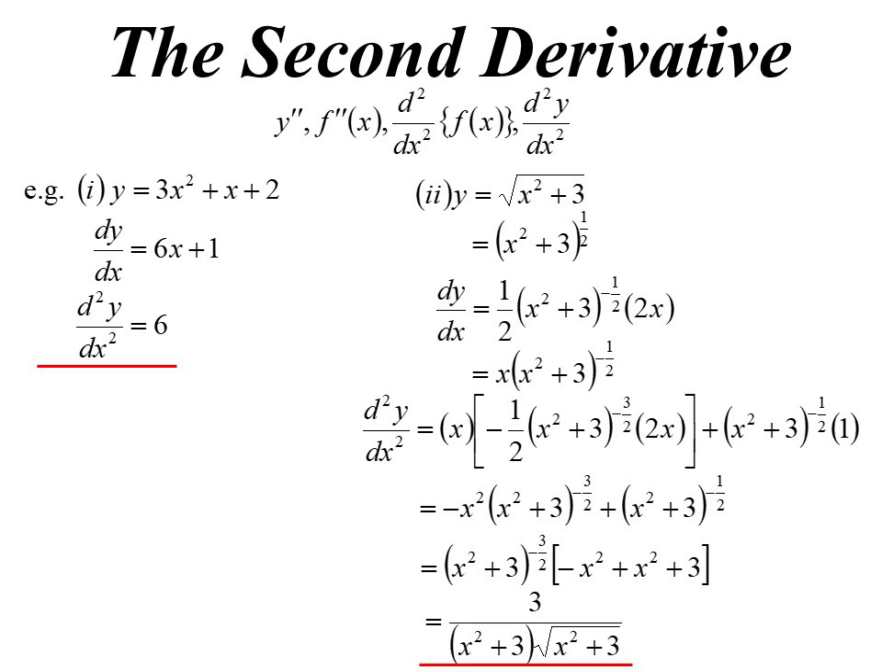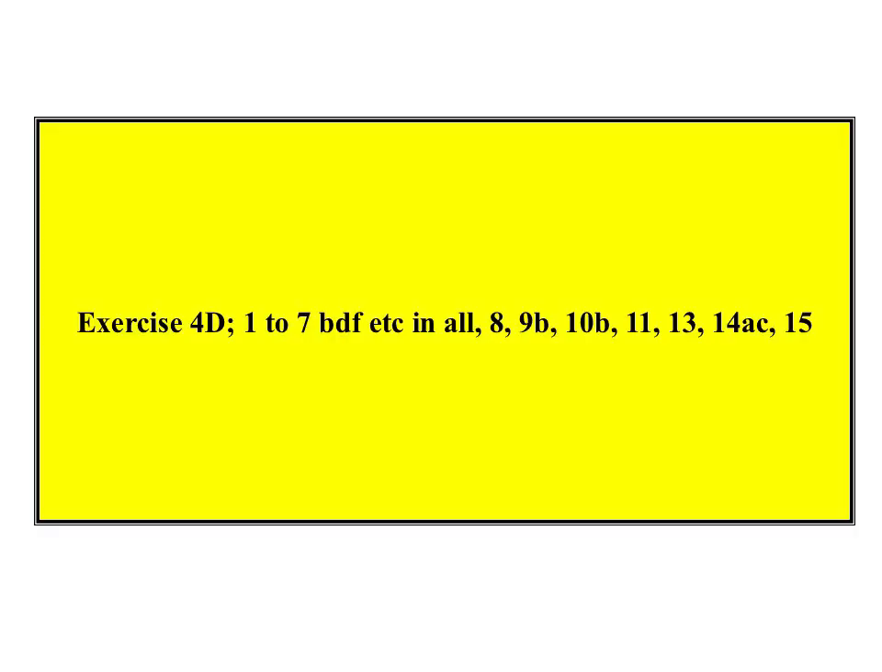Now I'll put it back into third form, and there we are. We get 3 over x squared plus 3 root x squared plus 3. So that's our second derivative.